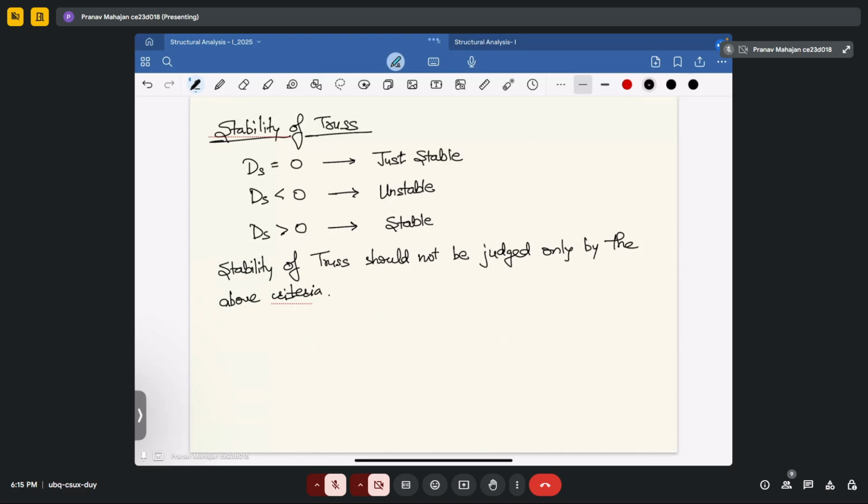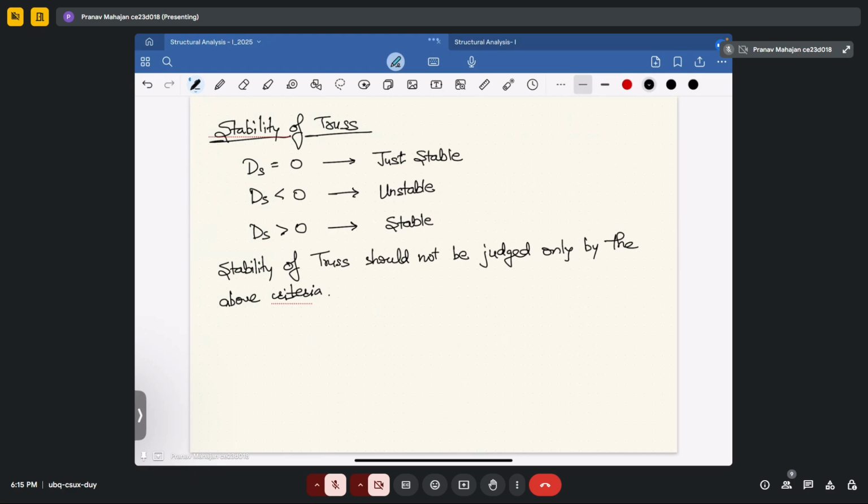So whenever you are trying to analyze the truss related to stability, you have to check by applying the load in which direction the truss will move, whether it will sustain at that particular location or it will collapse. So if it is collapsing, whether your degree of static indeterminacy is equal to 0 or not, then also you can say that the truss is unstable.